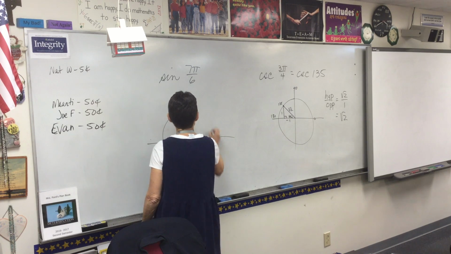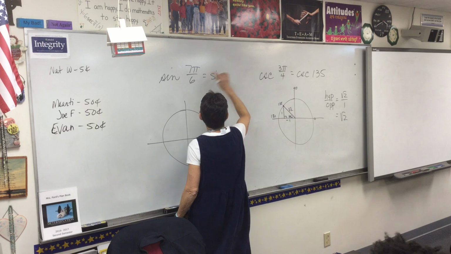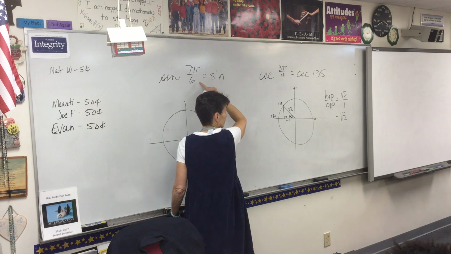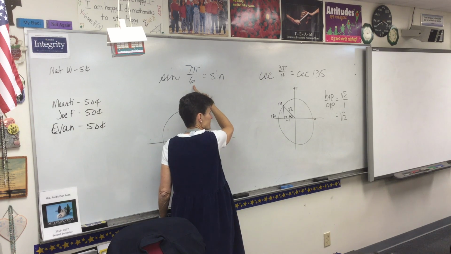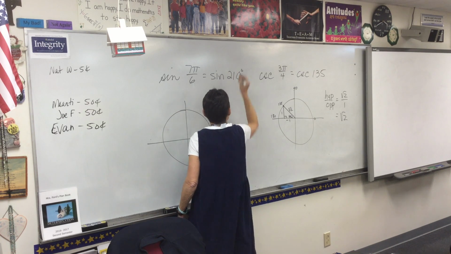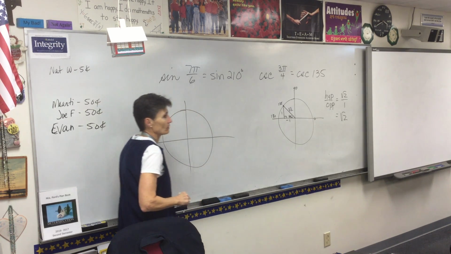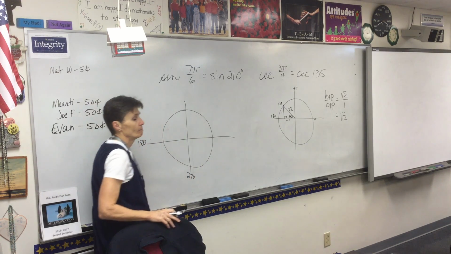Francie, what angle did you get for 7 pi over 6? I did 180 divided by 6, I got 30. Times 7? Times 7, I got 210. Yeah. So we have a 210 degree angle.